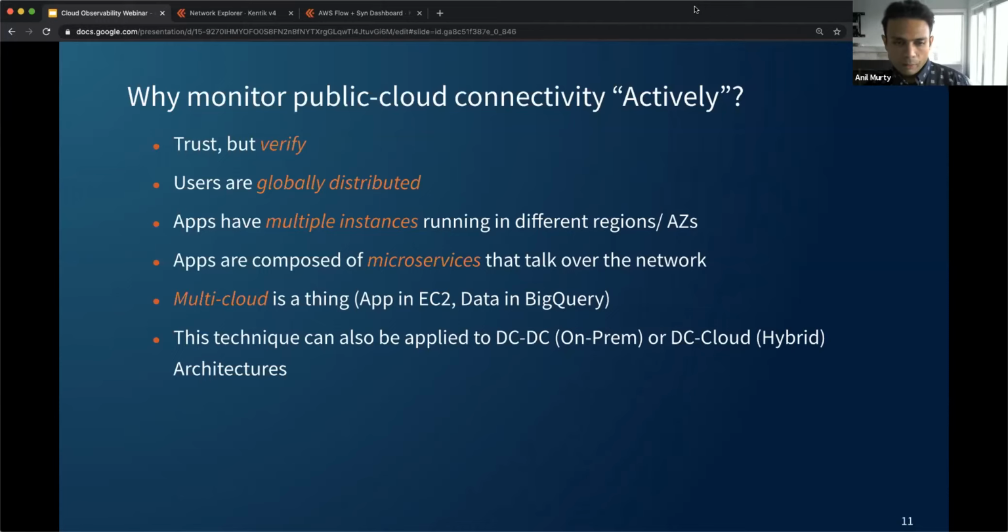And then the last thing I'll point out is that the techniques we're going to talk about today for monitoring connectivity between public cloud regions can just as well be applied to your data center to data center connectivity, or your data center to cloud, as Dan showed you in the hybrid map case. So let's talk a little bit about how you can do this.